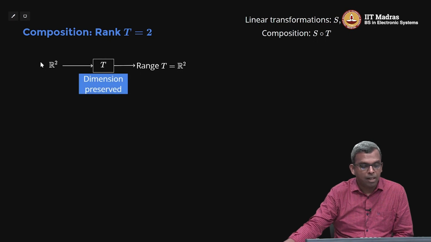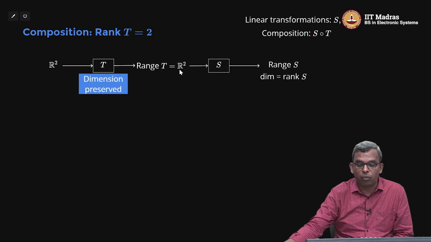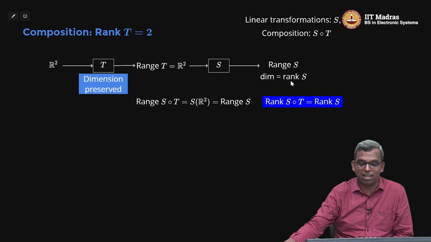Let us see, right. R2, when it goes through T, I am going to get R2 again, right. That is my range T, right, because T is invertible, it is dimension preserving, its rank is full. So, R2 goes to R2, no problem there. Now, when R2 goes through S in the composition, I am going to get range of S, okay, and the range of S dimension is rank of S. So, when rank T becomes 2, it is as if T does nothing much and everything is up to S. Whatever S does becomes the range. So, range of S composed T is simply S of R2, which is range of S. So, rank of S composed T is equal to rank of S.